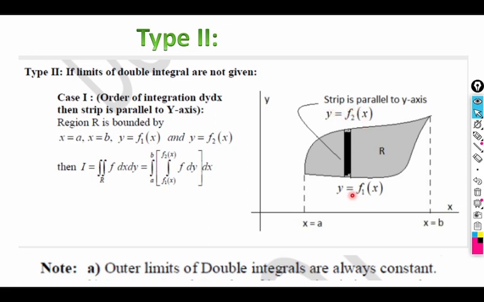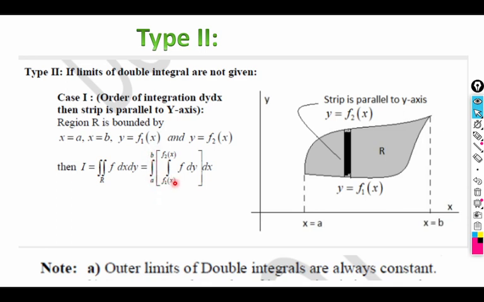You will observe that y is varying from f1(x) to f2(x). That becomes the limit of y. Whenever we take a vertical strip, remember the order is dy dx. And obviously, to get the limit of x, the outer limits are always constant. When we get a variable limit of y, just look for the minimum and maximum value of x over the region. So the minimum value of x is a, the maximum value of x is b. So it is from a to b.